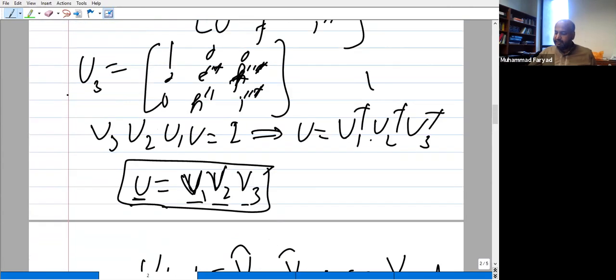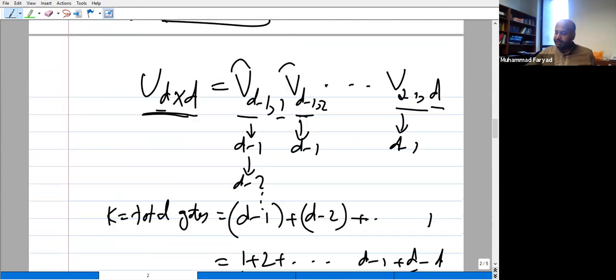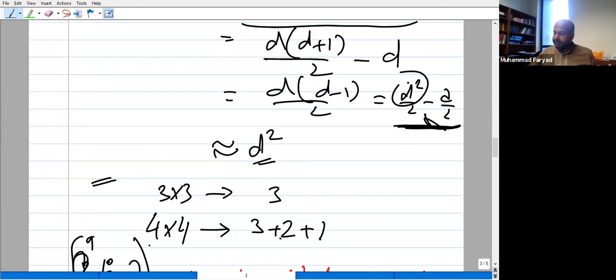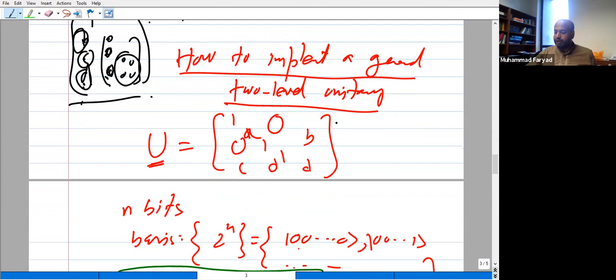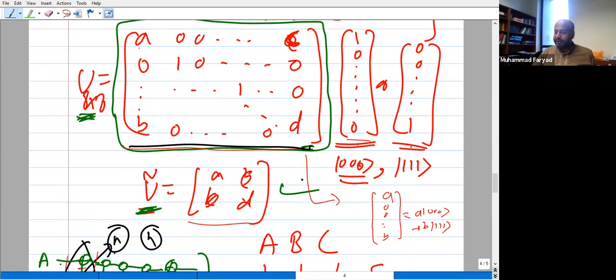यहाँ पे जो method देखे इसकी मदद से, you start with a general unitary and you express it in terms of d into d minus 1 over 2 number of 2 level unitary, and then each of the 2 level unitary has to be implemented like this.